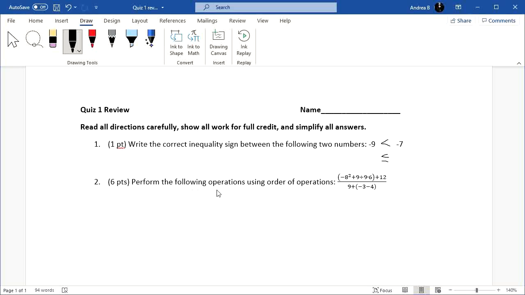For number 2, perform the following operations using the order of operations. So remember, we've got PEMDAS: parentheses, exponents, multiplication and division from left to right, addition and subtraction from left to right. In this case, we'd want to do the -8 to the second power first. So for that, we'd have a -64 because the -8 is not in its own separate parentheses. So you'd keep that negative sign. Just the 8 is being squared in this case.